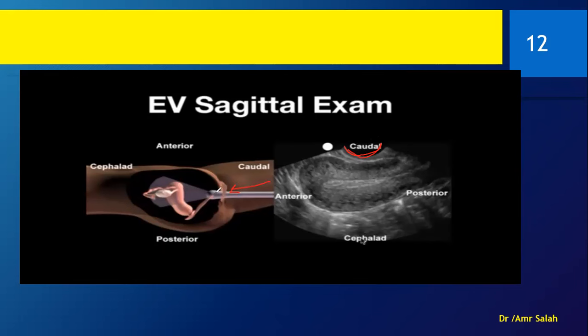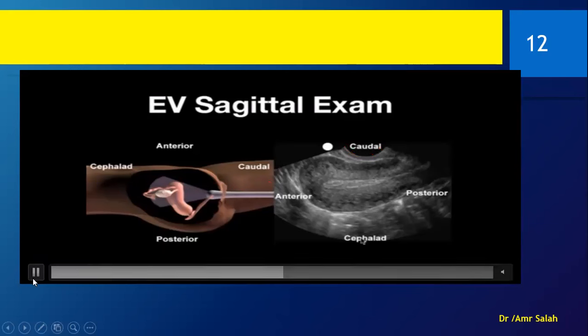Why? Because the probe is inserted as such. This is your view. So towards here is caudal. That's the patient's feet. And here is the patient's head. Okay? So this is the uterine body. Let's continue. This is the standard view. First, I see the uterus.